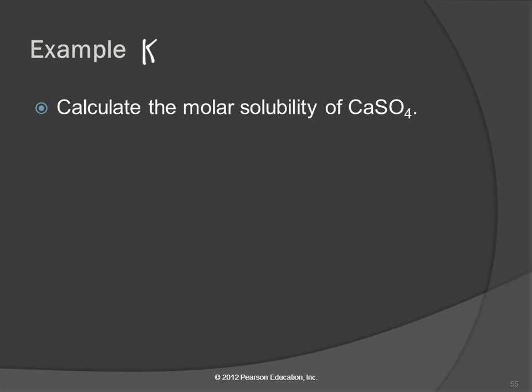So Ksp equals 7.10 times 10 to the minus 5. And that's how you find that out. You just go look it up.